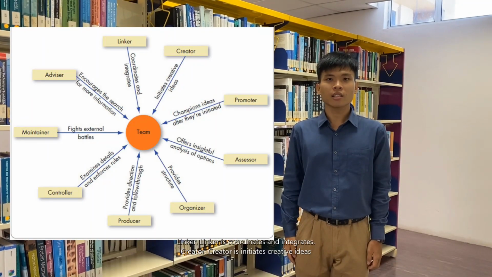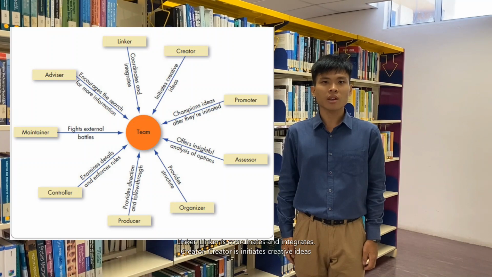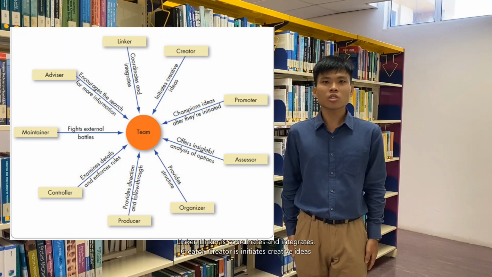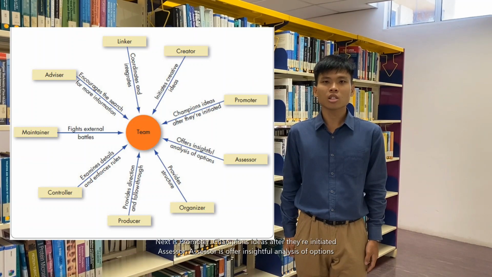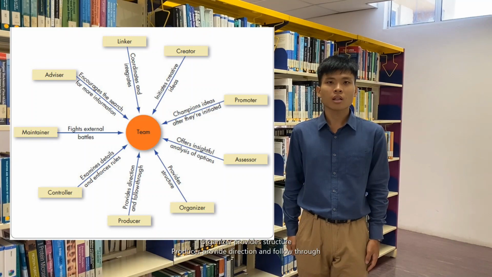First, linker. Linker coordinates and integrates the team. Next is creator. Creator initiates creative ideas. Next is promoter. Promoter champions ideas after they are initiated. Assessor. Assessor offers insightful analysis of options. Organizer. Organizer provides structure. Producer. Producer provides direction and follow-through.